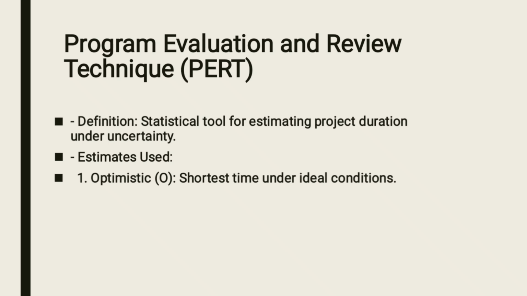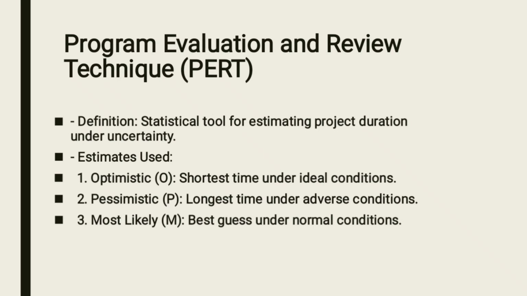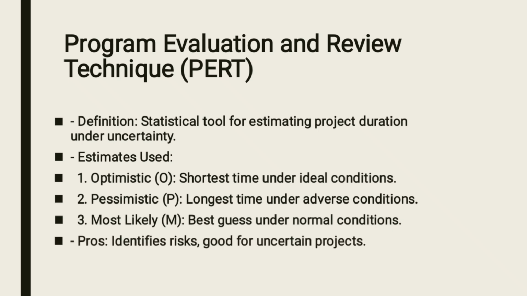The following are used. Number one, optimistic time. This is the shortest amount of time that your project can take when it is running smoothly. Pessimistic time. This is the longest amount of time your project can take when it is facing heavy challenges. Most likely time. This is the amount of time that your project can take when it is undergoing normal conditions.